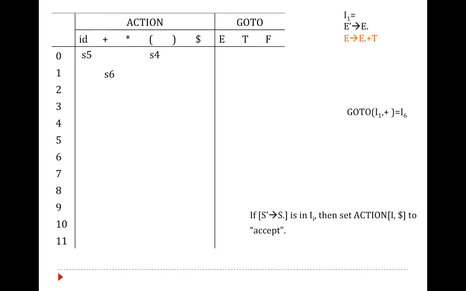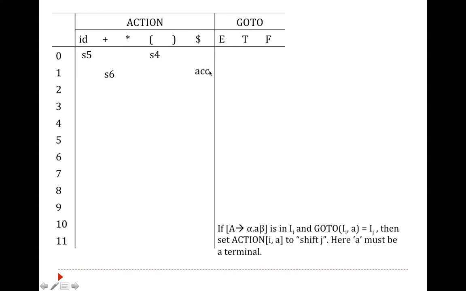Now the next rule is applicable here. The rule says if S' gives S dot is in that particular Ii, then set the action from state i with input dollar to accept. So here S' is E', and S dot is E dot. Considering this rule, the action from I1 with dollar will be set to accept. Now the next, that is I2.